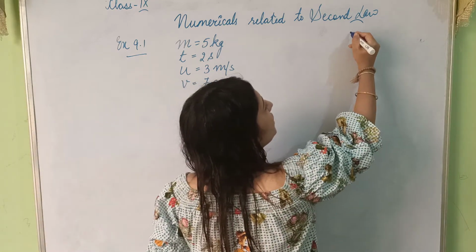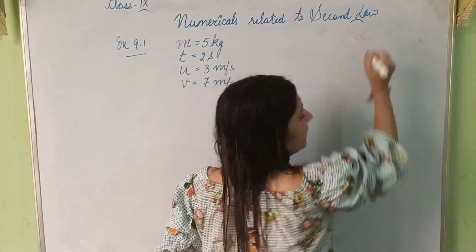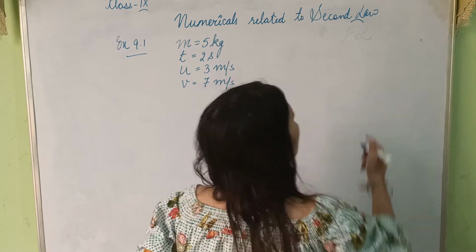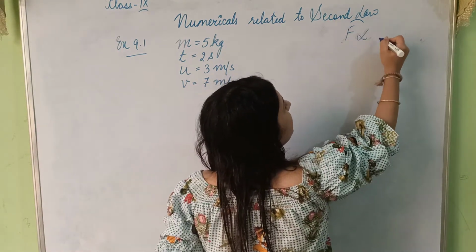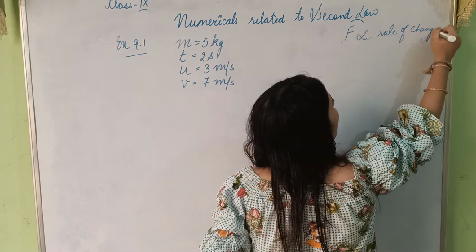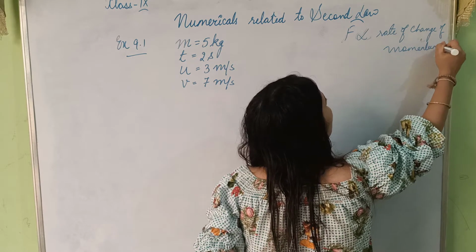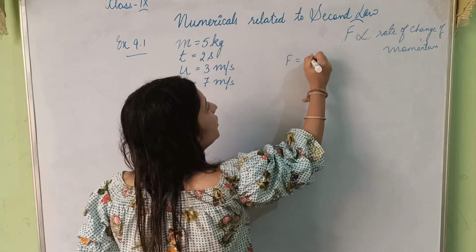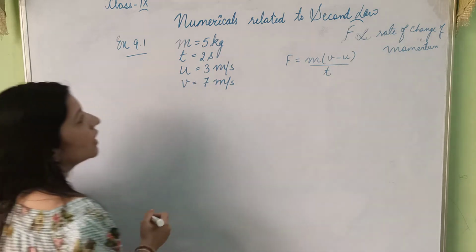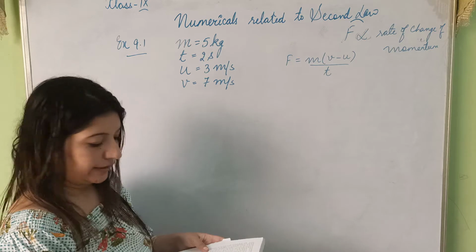Newton's second law stated that force is directly proportional to the rate of change of momentum. Or I can say F is equal to m (v minus u) by t. Now we'll be using this formula to solve the numericals related to second law.